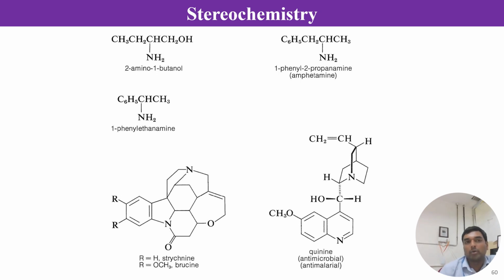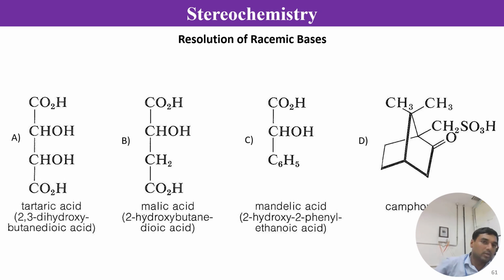So what are the chiral compounds used? Ephedrine, which is 2-amino-1-phenyl-1-propanol, and quinine. So all these compounds. If you want resolution of a racemic base, you can take tartaric acid and treat it with camphor.